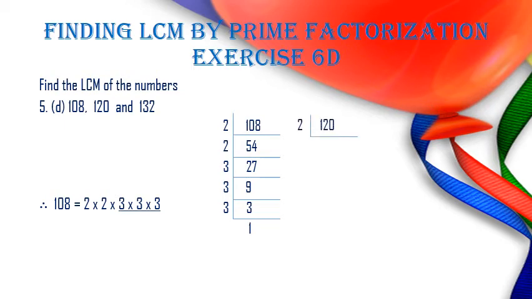Now let's come to the next number, which is 120. 120 divided by 2 gives 60. 60 divided by 2 gives 30. 30 divided by 2 gives 15.